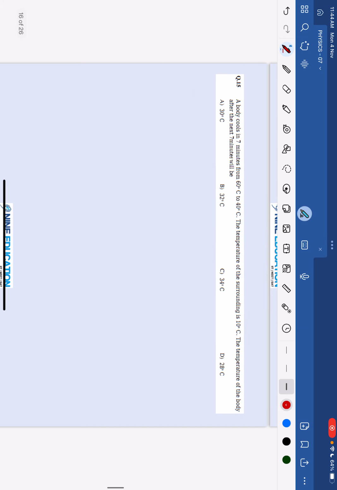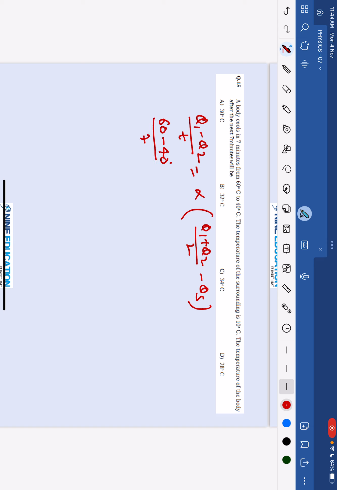Next one. A body cools in 7 minutes from 60 to 40 degrees Celsius. Usual question, right? So we remember (theta 1 minus theta 2) by t equals alpha times (theta 1 plus theta 2) by 2 minus theta S. Theta 1 and theta 2 are temperatures, alpha is our constant, and theta S is the surrounding temperature. So we can see that theta 1 is 60 and it is going down to 40. And how much time is it taking? 7 minutes. So alpha is there, 60 plus 40 is 100, by 2, minus surrounding temperature 10.